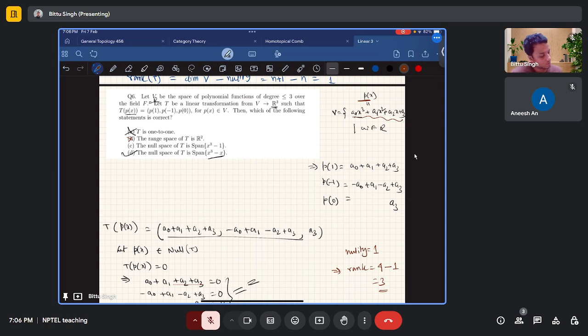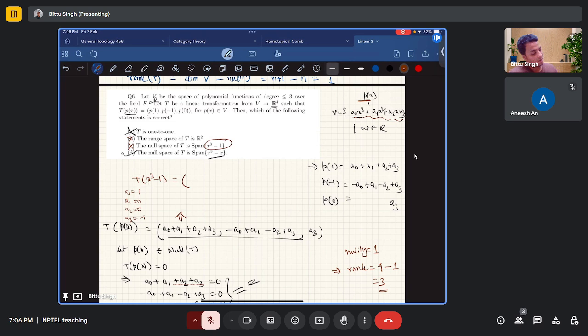Okay, and the null space of T is spanned by x cube minus 1. This is also wrong because we can easily check. If we apply T on x cube minus 1, by definition, from here we can see that a0 equal to 1, a1 equal to 0, a2 equal to 0, and a3 equal to minus 1.